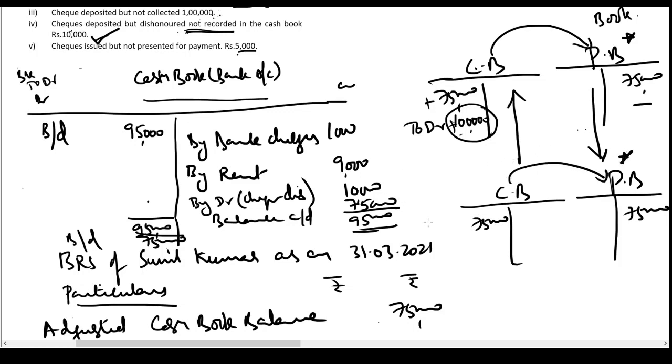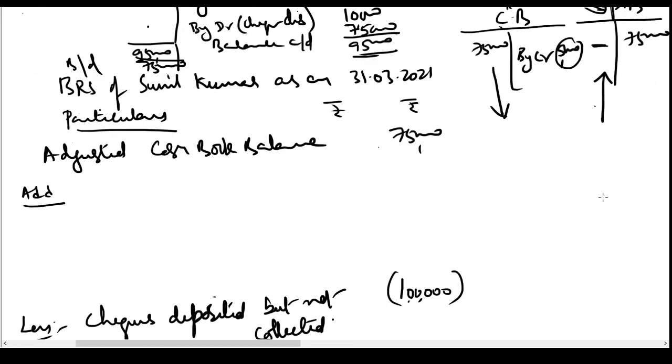Checks issued but not presented for payment, 5,000. When we issue a check, we pass the entry creditor account debtor to bank. So by creditor 5,000. The creditor has not presented the check, hence there is no debit in the passbook. Now what will happen? Cash book balance will be lower, passbook balance is higher. So what should I do to the cash book to make it equal to the passbook? I have to increase it by 5,000 rupees.